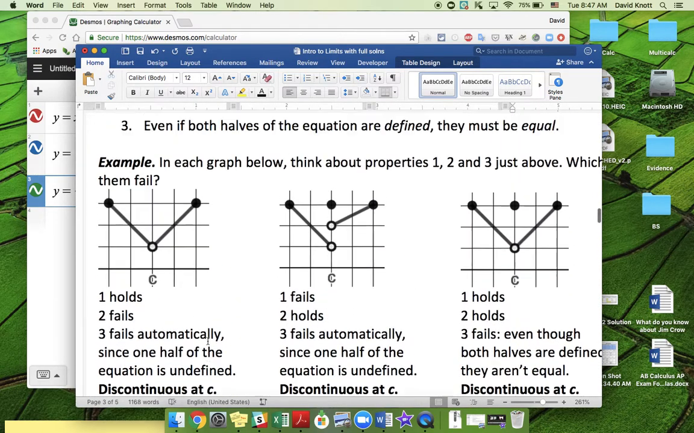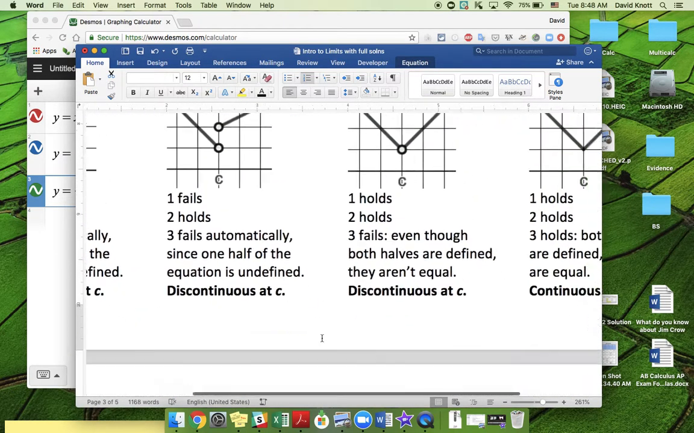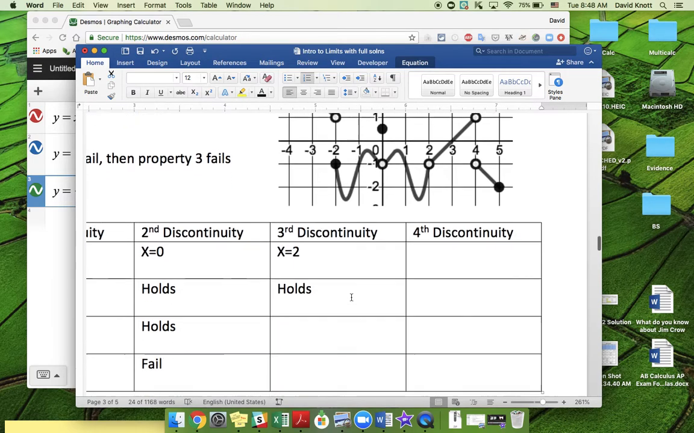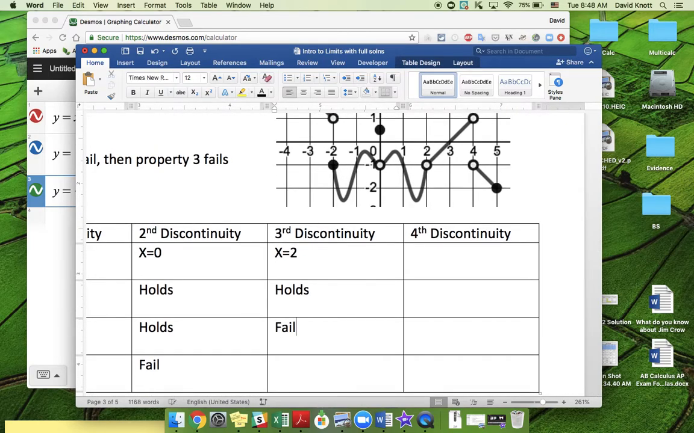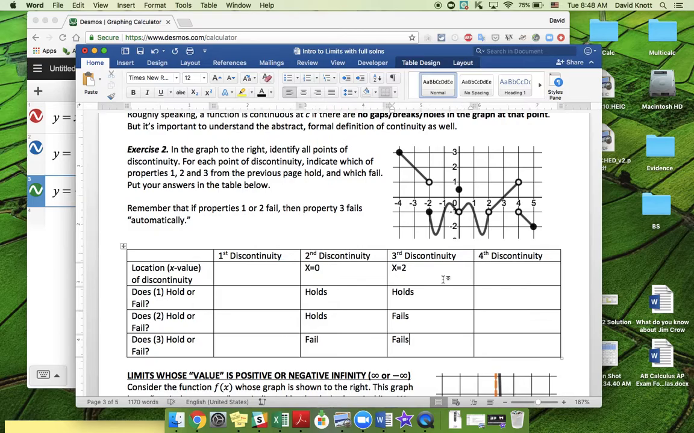Property 2. Property 2 simply says the function has to be defined at the point. Well, is the function defined at the point? Does the function have a value at 2? The answer is no. There is no black dot anywhere sitting above 2, okay? So the function is not defined at 2, so therefore this thing fails, which means, if you remember, the third property fails automatically. Okay, so that's exercise 2.